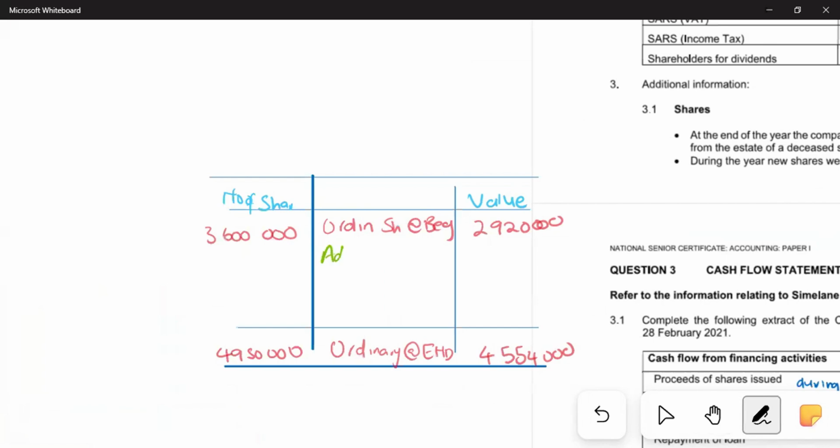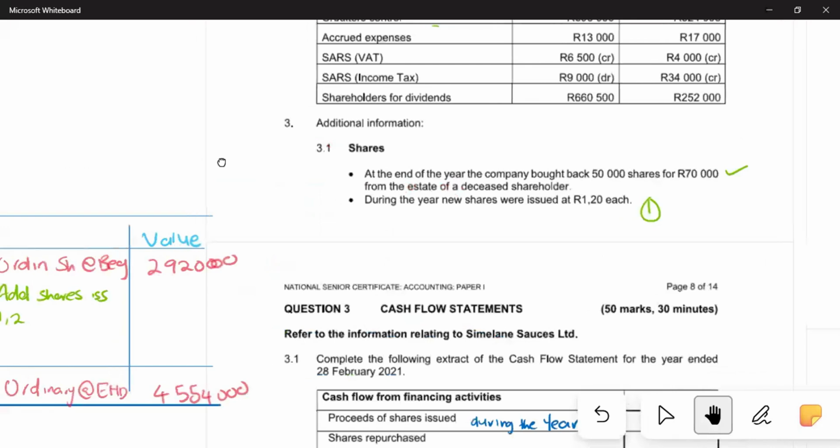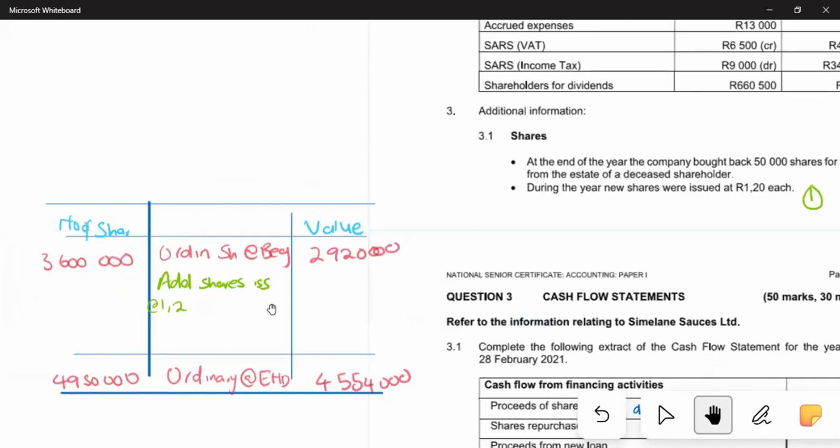So these are additional shares which were issued during the year, right? And at how much? These were issued at 120 cents. And these are the shares that I'm looking for. The amount that I'm looking for is for these shares which were issued during the year at 120 cents. Now, they didn't give us the number of those shares, meaning we would need to make use of this ordinary share capital to determine the number of shares that we issued during the year, because we already have the price.